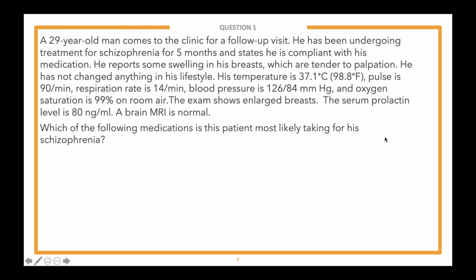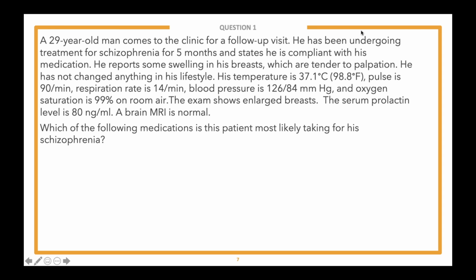The exam shows enlarged breasts. The serum prolactin level is 80. A brain MRI is normal. Which of the following medications is this patient most likely taking for his schizophrenia? I want all of you to start thinking about the relevant clues in this vignette as I hand it off to Paris.